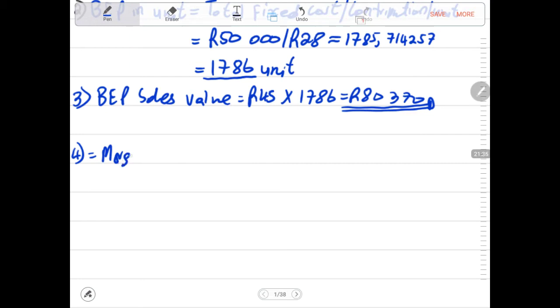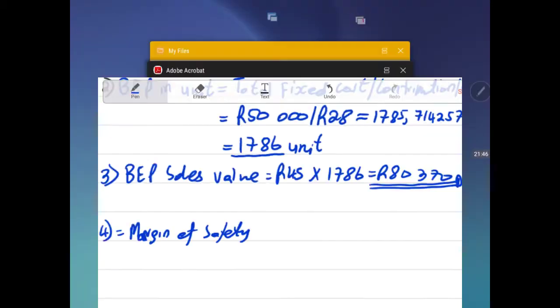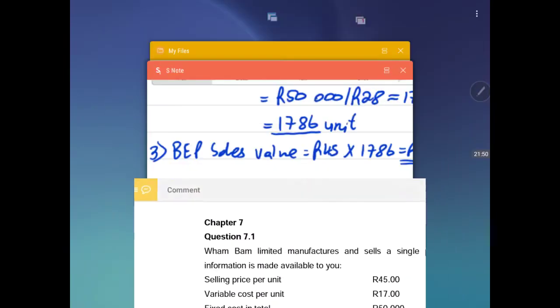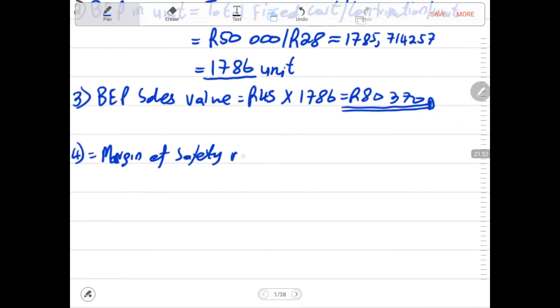This is the safety margin. And let us just check if it's margin of safety ratio. Yes, margin of safety ratio, not in units. Now and again here, there are two formulas. It can be in units or in ratio as a percentage.